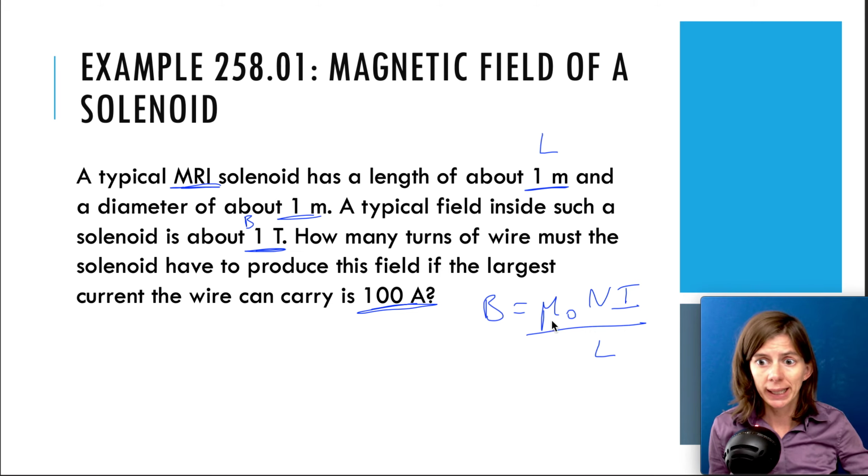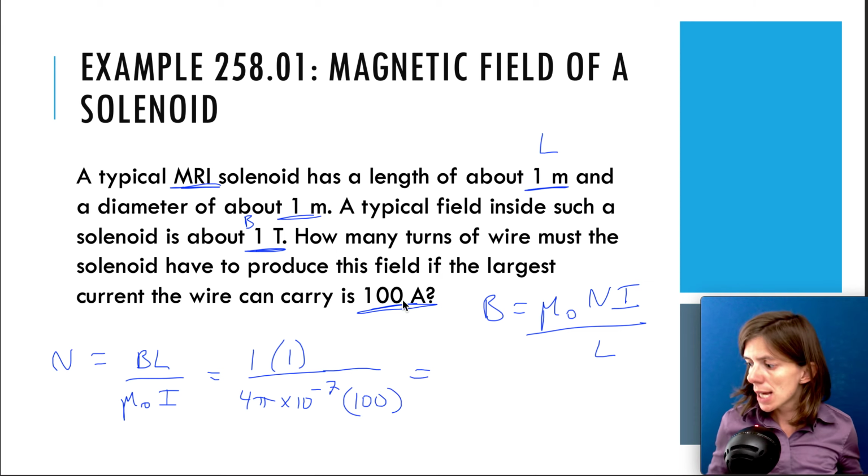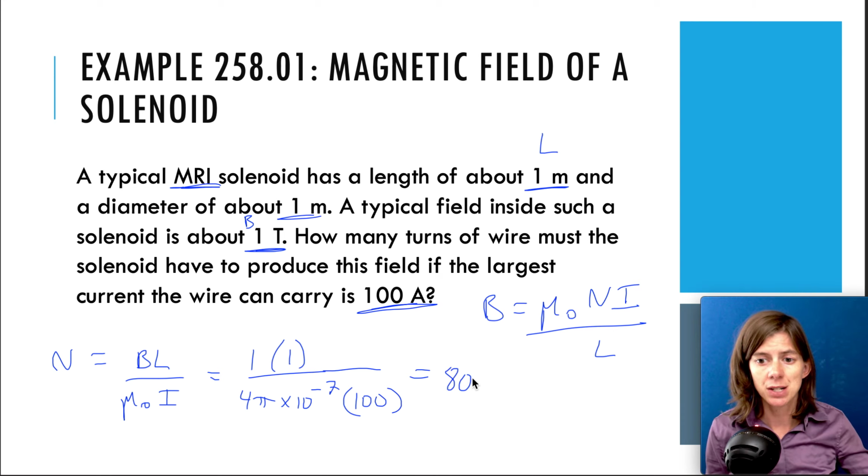So this is a plug and chug where we have the equation for the field inside a solenoid, and we're looking for N, which is the number of turns. So we're going to solve for N. It's going to give us B times L over mu times I in the denominator. And then just plug in all of our values. B is 1. L is 1. Mu is 4 pi times 10 to the negative 7. And I was 100. So plug in all of those numbers, and that's going to give us 8,000 turns.